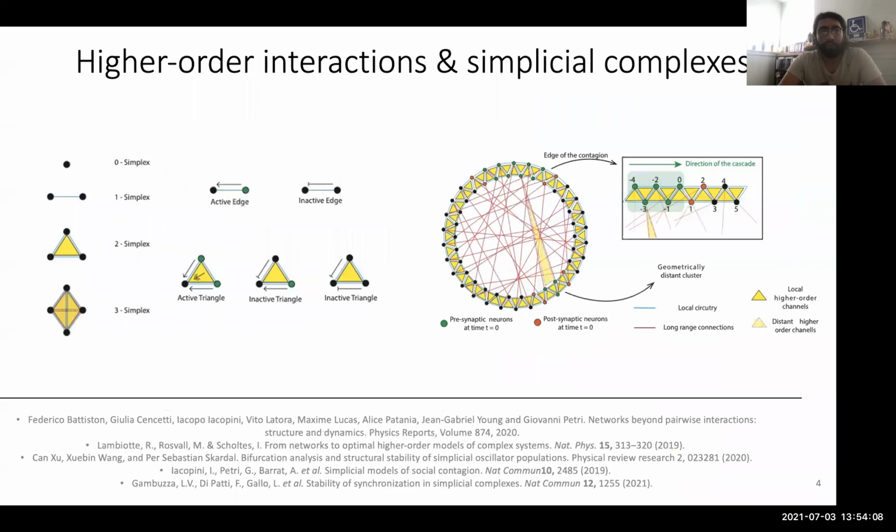So what do we mean by higher order interactions? Higher order interactions are the extension of the classical network theory to beyond pairwise dynamics. Like in network science, interactions between entities are encoded via edges, but it's not always true that these edges are enough to encode the nature of the interactions between those dynamics. So we want to extend this work to higher order structures such as triangles, and we want to investigate the neuronal avalanches, how they propagate on these higher order channels.